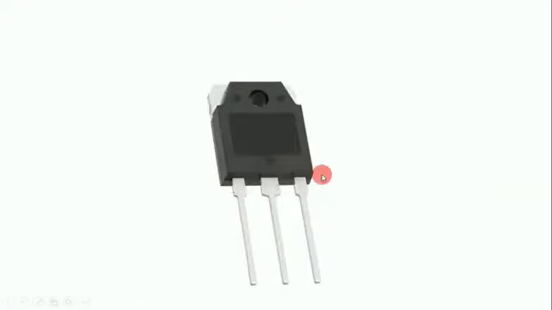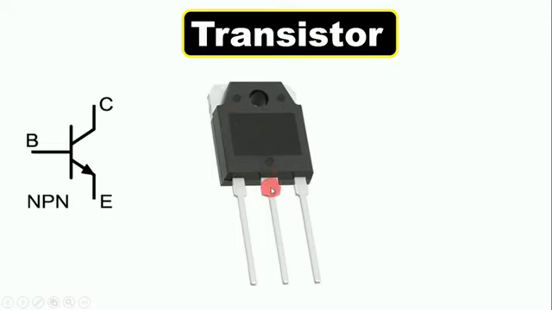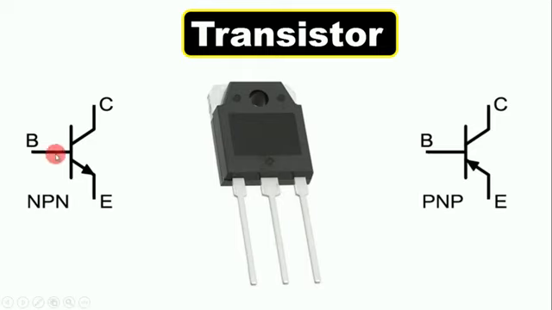Now friends, this sixth component here is known as a transistor. The symbol of a transistor is like this. Normally a transistor is of two types. One is NPN and the second is PNP. The difference between the symbols of NPN and PNP is that in the NPN transistor symbol there is an arrow, you can see this arrow here. The direction of the arrow is outwards.